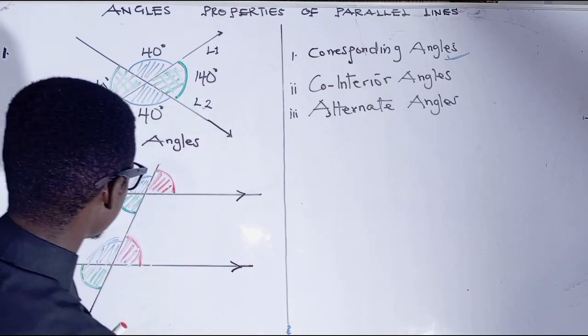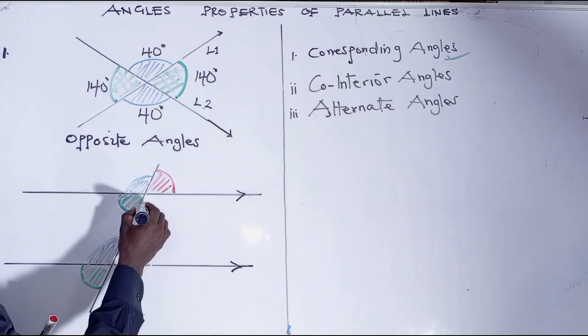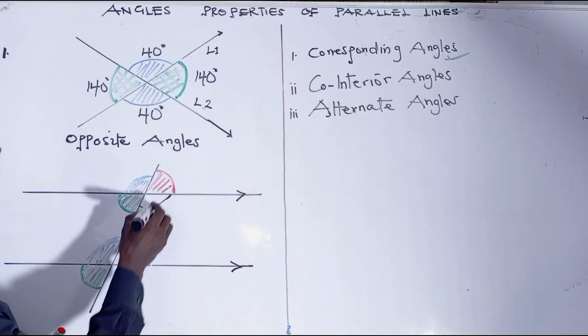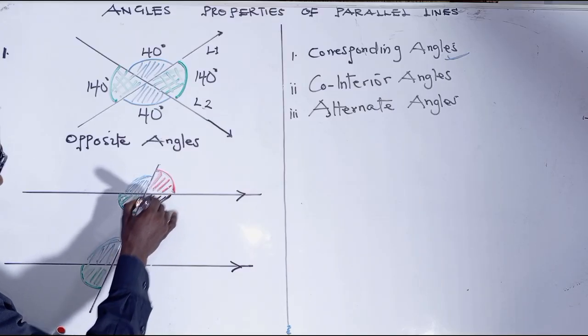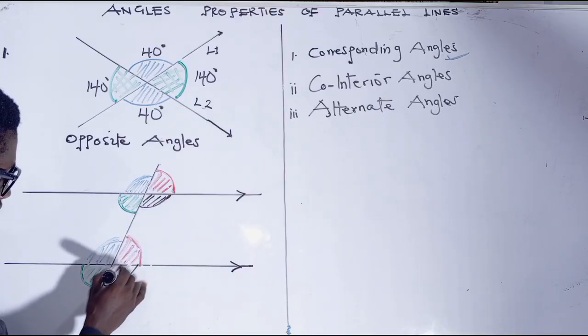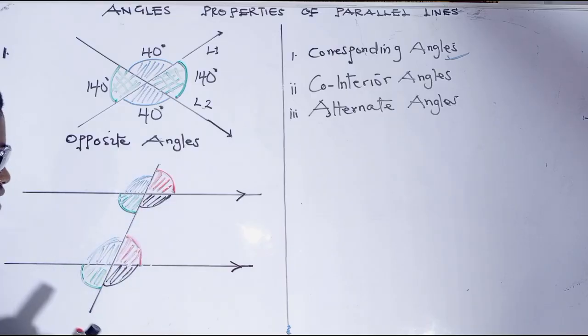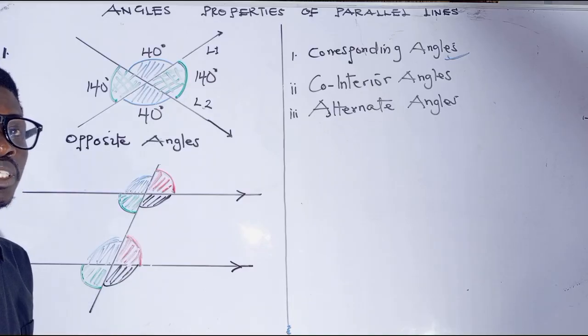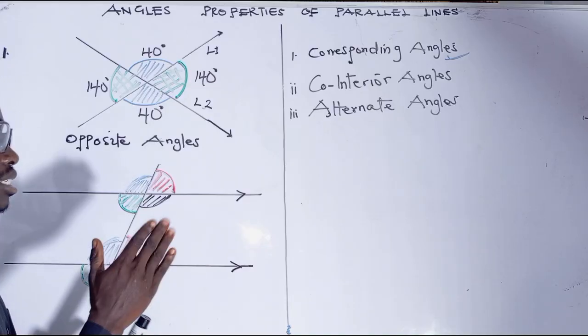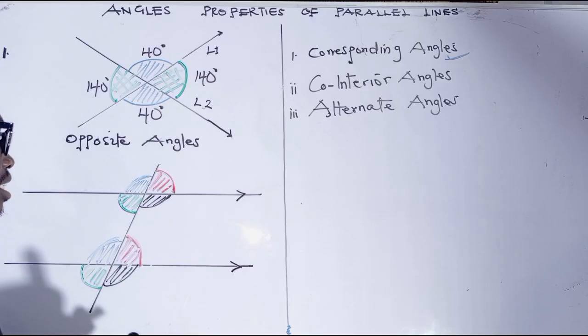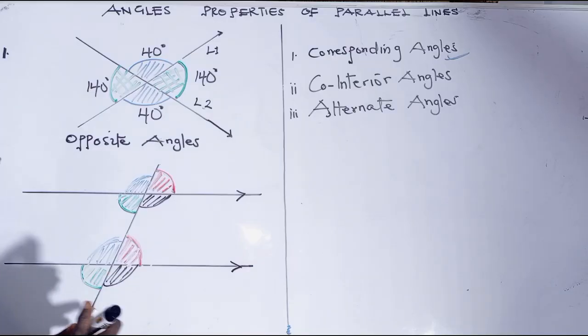100 degrees. Then beneath the first parallel line, the angle formed here is also equal to the angle formed here. So you can see that this angle corresponds to this angle. So if this angle is 80 degrees, this angle will also be what? 80 degrees. We call it the corresponding angle. It's very, very easy and simple.